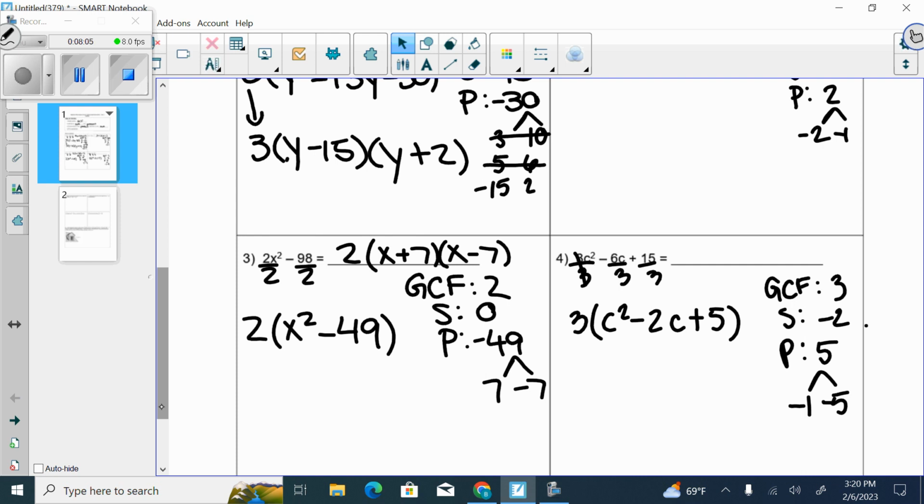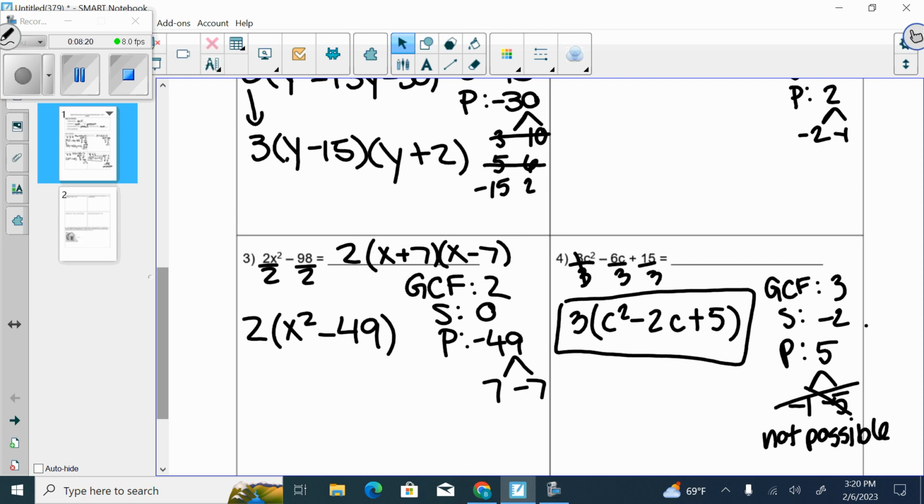So does this have factors then? No. So because this didn't work, this one was not possible to factor further. The only thing you are able to do factor-wise is pull out the GCF. So that's as far as you can take it. So you'd have your GCF with c squared minus 2c plus 5.